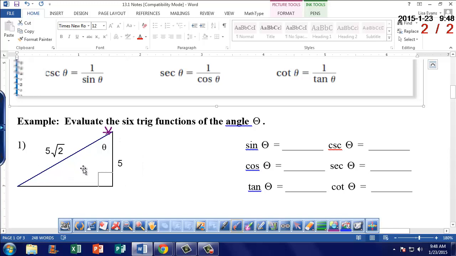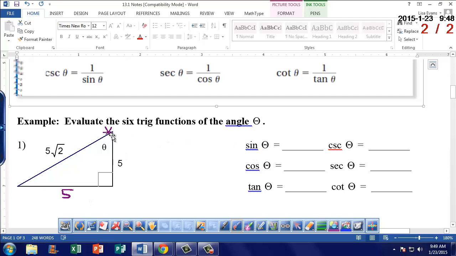Hopefully from yesterday, you recognize that this is actually a 45, 45, 90 triangle. And I know that because if I look at this leg, the hypotenuse is root 2 times that. And what ratio has root 2 times the leg? The 45, 45, 90 triangle. So let's go ahead and get started.